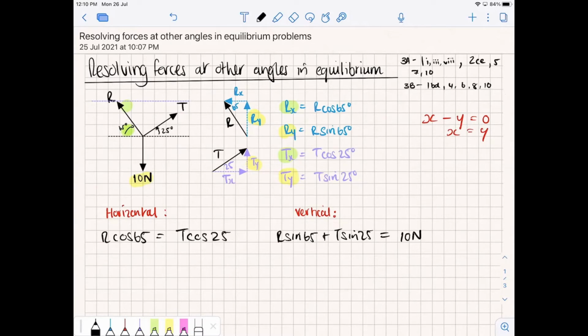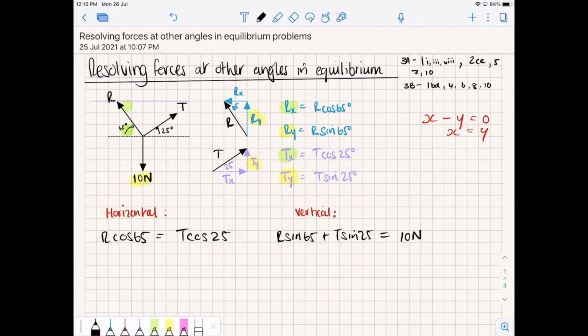Now, look at those 2 equations and please tell me you think that those don't look messy. Okay? So we've got 2 unknown forces. We're trying to create 2 simultaneous equations, and so things get rather messy.